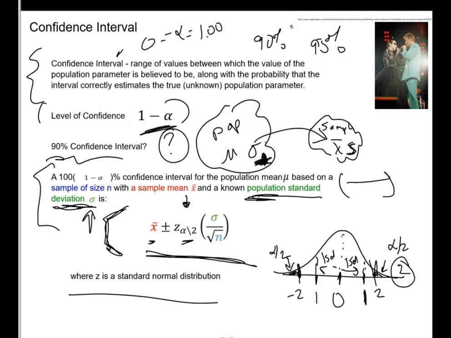And again, z is the value associated with the standard normal distribution, the value of z that is consistent with taking whatever the alpha is from the size of our confidence interval and spreading it.